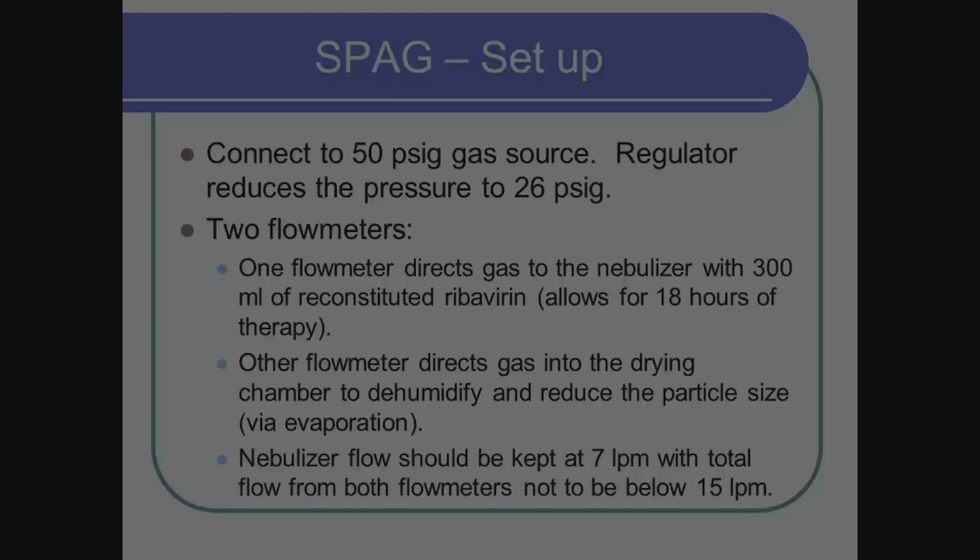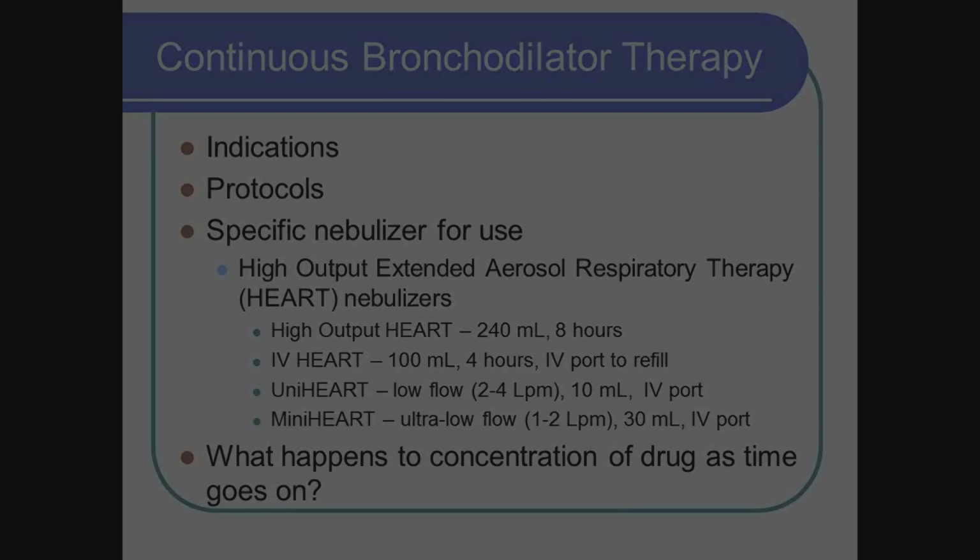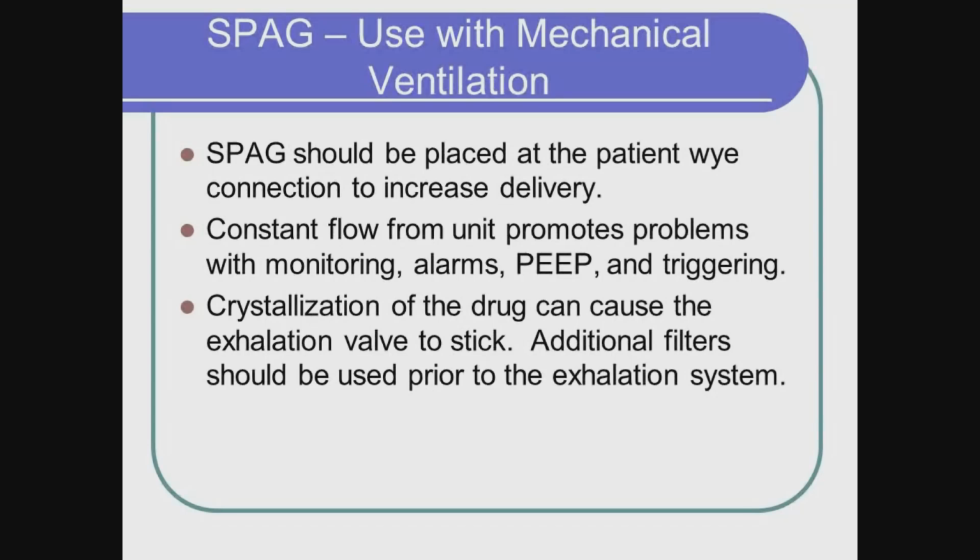Ribavirin is no longer a primary treatment for bronchiolitis. It is used for some other purpose, and that other purpose happens to be in immunocompromised patients post-transplant. They sometimes get a viral infection that the drug is used to treat. But unless you're going to work in that specific environment, all I want you to know is there's something called a SPAG, and it was used to deliver ribavirin. End of story. Okay?